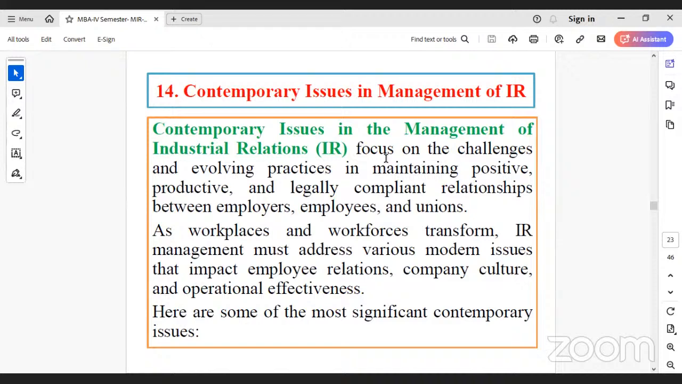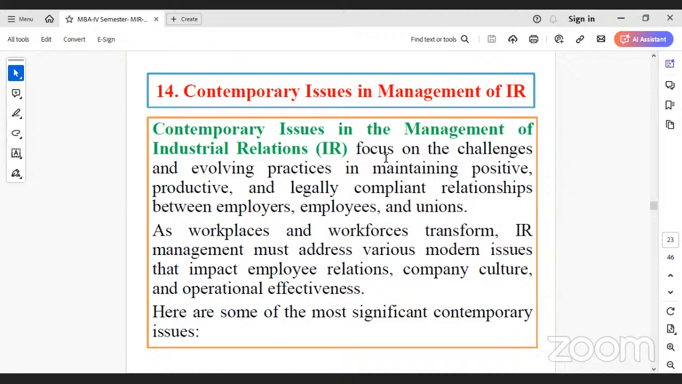As workplaces and workforces transform, a company has different workplaces across India, for example. Let us take an example here. They have different workplaces and workforces, meaning labor, who are transferred from one position to another, from one place to another. That is the transformation.